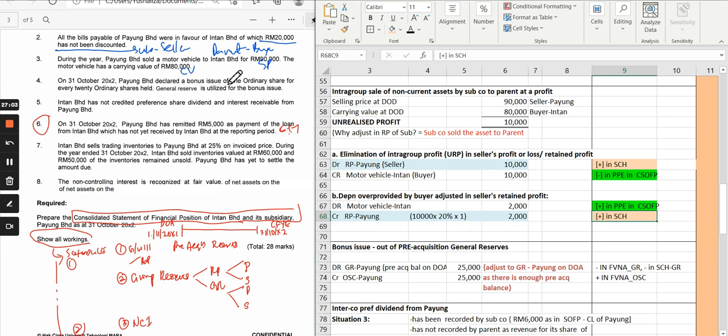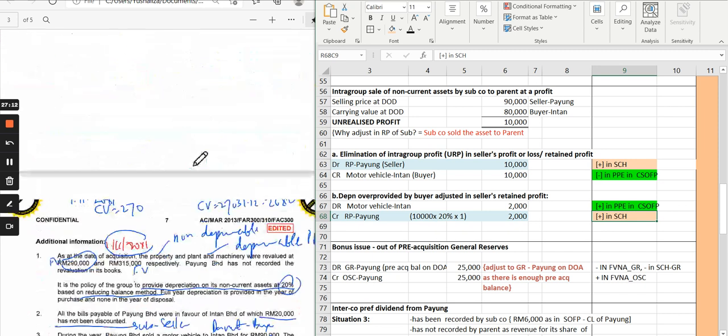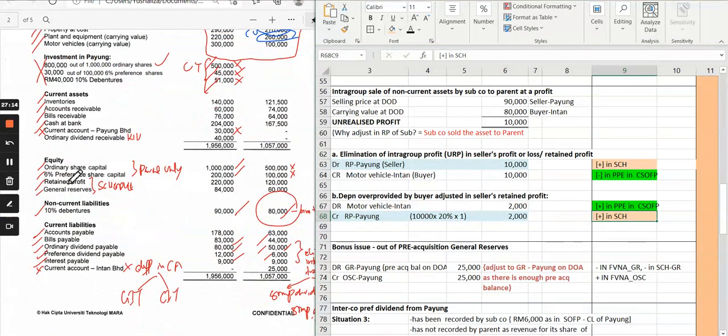The bonus issue declared was a bonus issue of 1 for every 20. You will have to go and find out 1 for every 20 out of this 500,000. So if you do it here, 1 for every 20 times 500,000, you will have 25,000. That is the amount that you need to issue as bonus share.